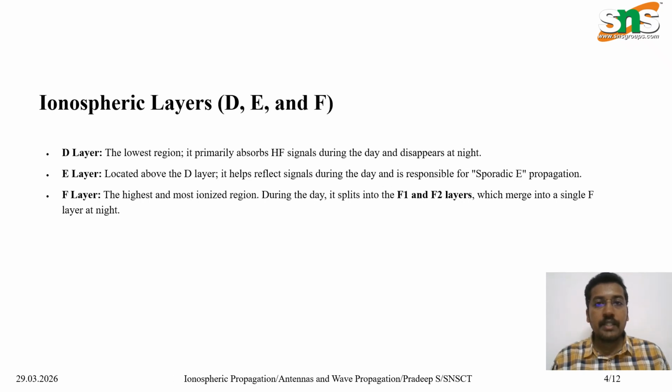The ionosphere is divided into three main layers: D, E, and F. The D layer is the lowest and mainly absorbs radio waves during the daytime, but it disappears at night. Above it is the E layer, which reflects some radio signals and is responsible for phenomena like sporadic E propagation. The F layer is the highest and most important for long distance communication. During the day, it splits into F1 and F2 layers, and at night they merge into a single F layer.